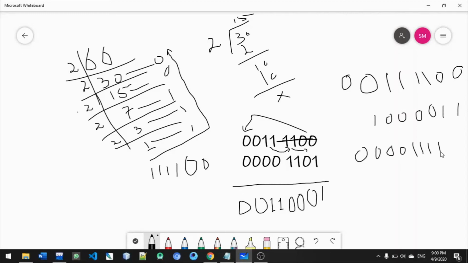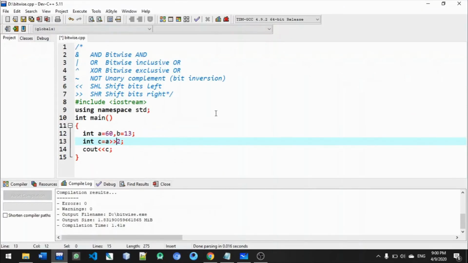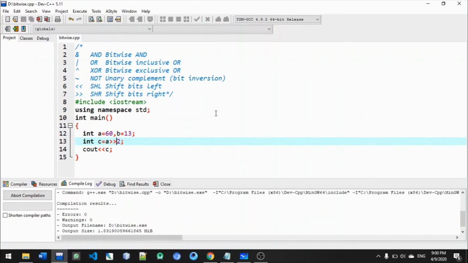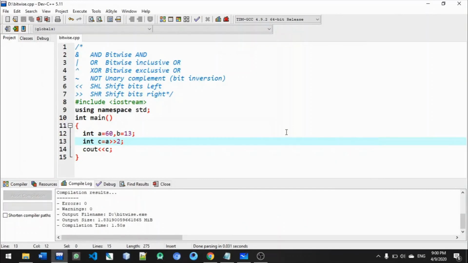Okay guys, so now let's check it out. Just erase this one and put it over there, 1 1 1. Okay, converted, it says 15. Now let's compile it, as to whether our answer is 15 or not. If I compile it, it gave me 15. It gave me what? It gave me 15.